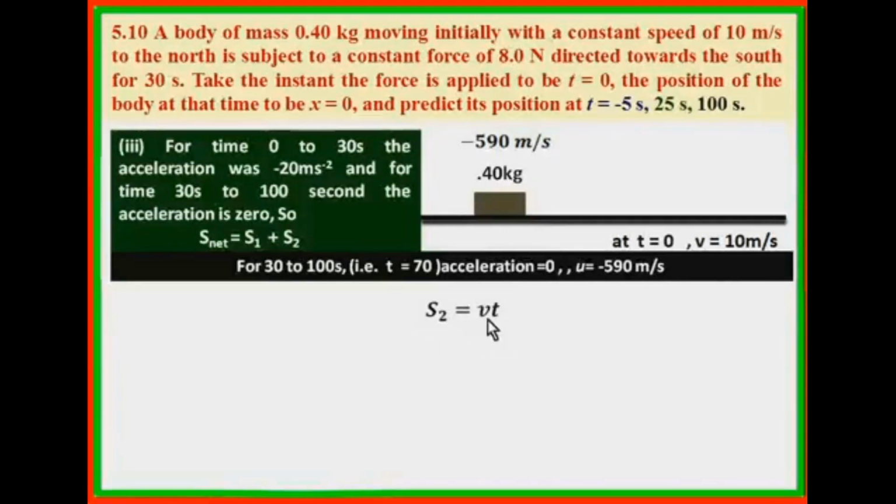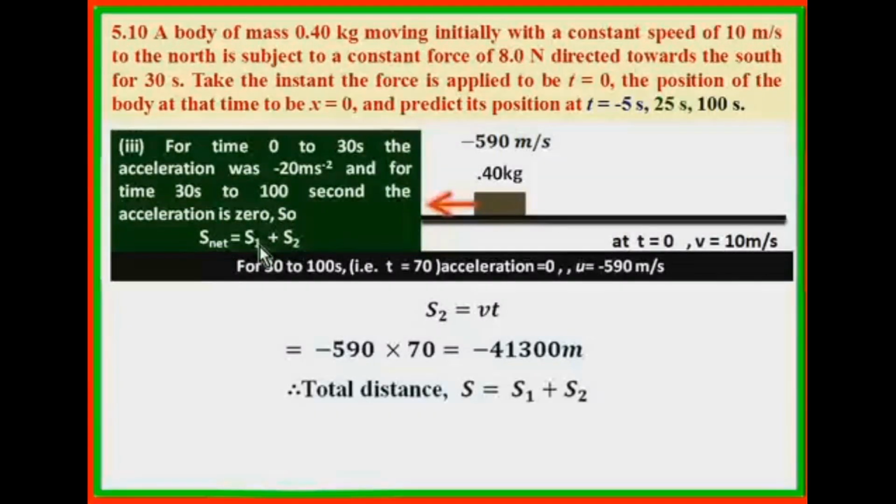So the distance will be given by v into t. That means the object stops accelerating and has uniform motion, so it is given by minus 41,300 meter for the 30 to 100 second. When we find the net displacement, that will be given by S1 plus S2, where S1, which we found already, is minus 8700, plus minus 41,300, equal to minus 50,000 meters.